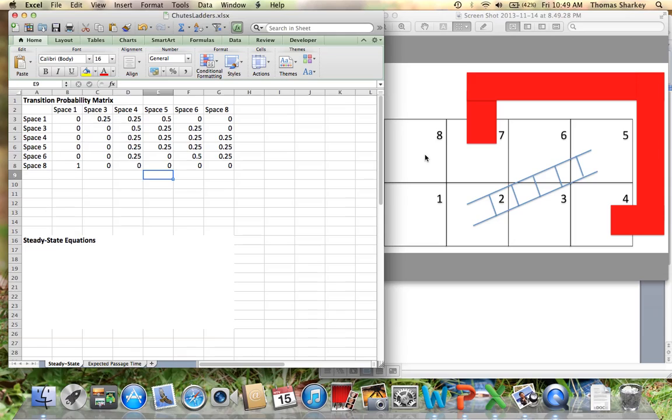Now, one thing in our derivation of the steady state probabilities, what we're looking at is for space 1, how can we transition into it.